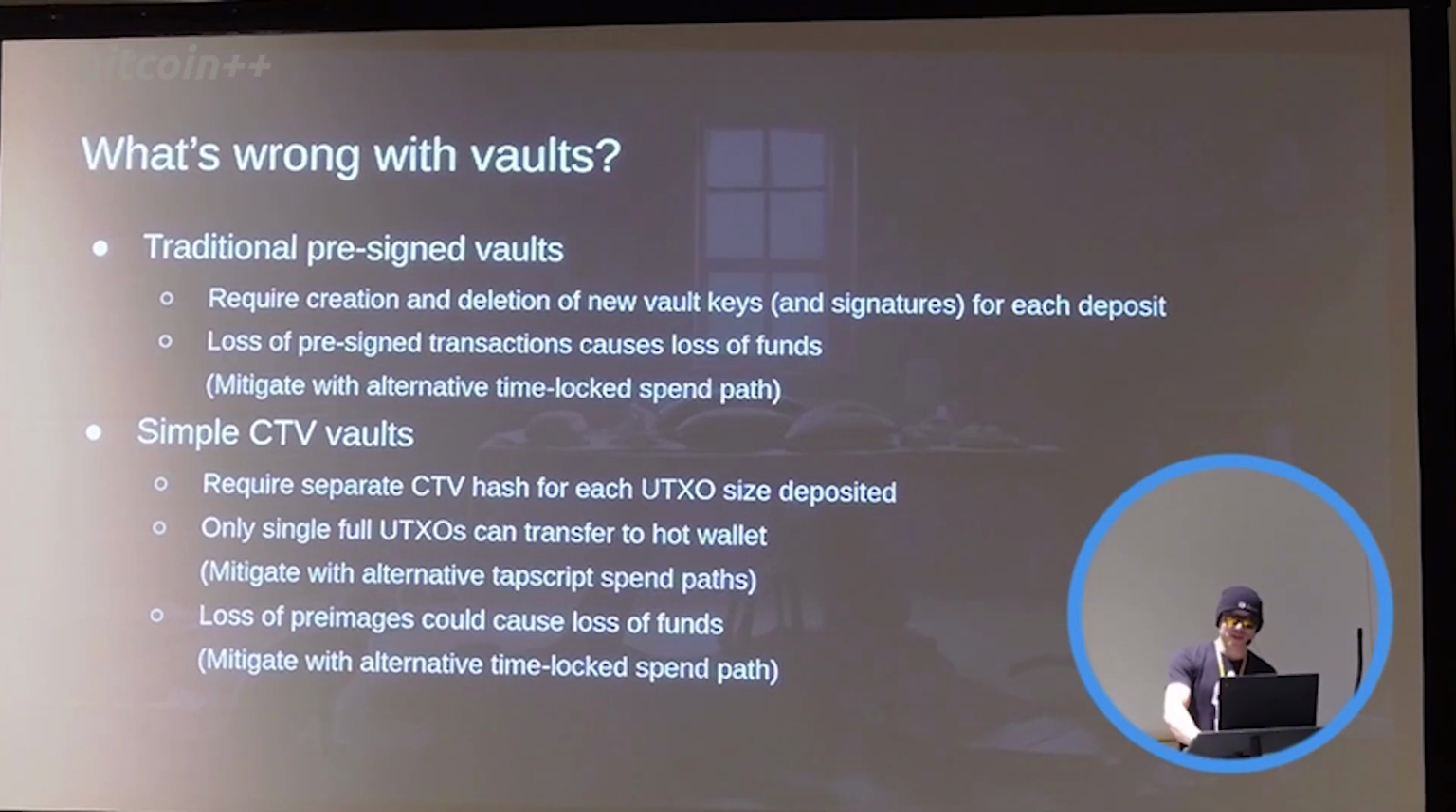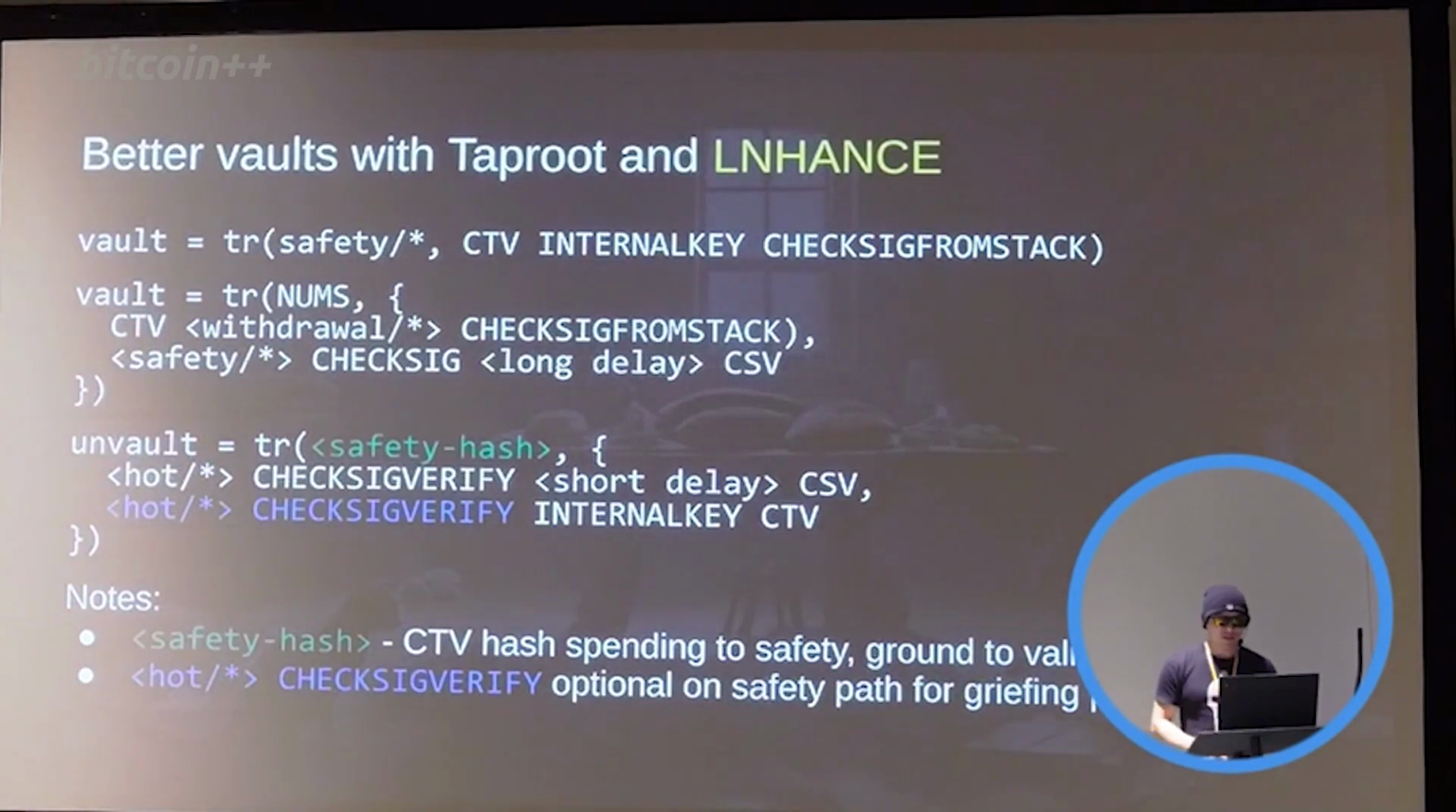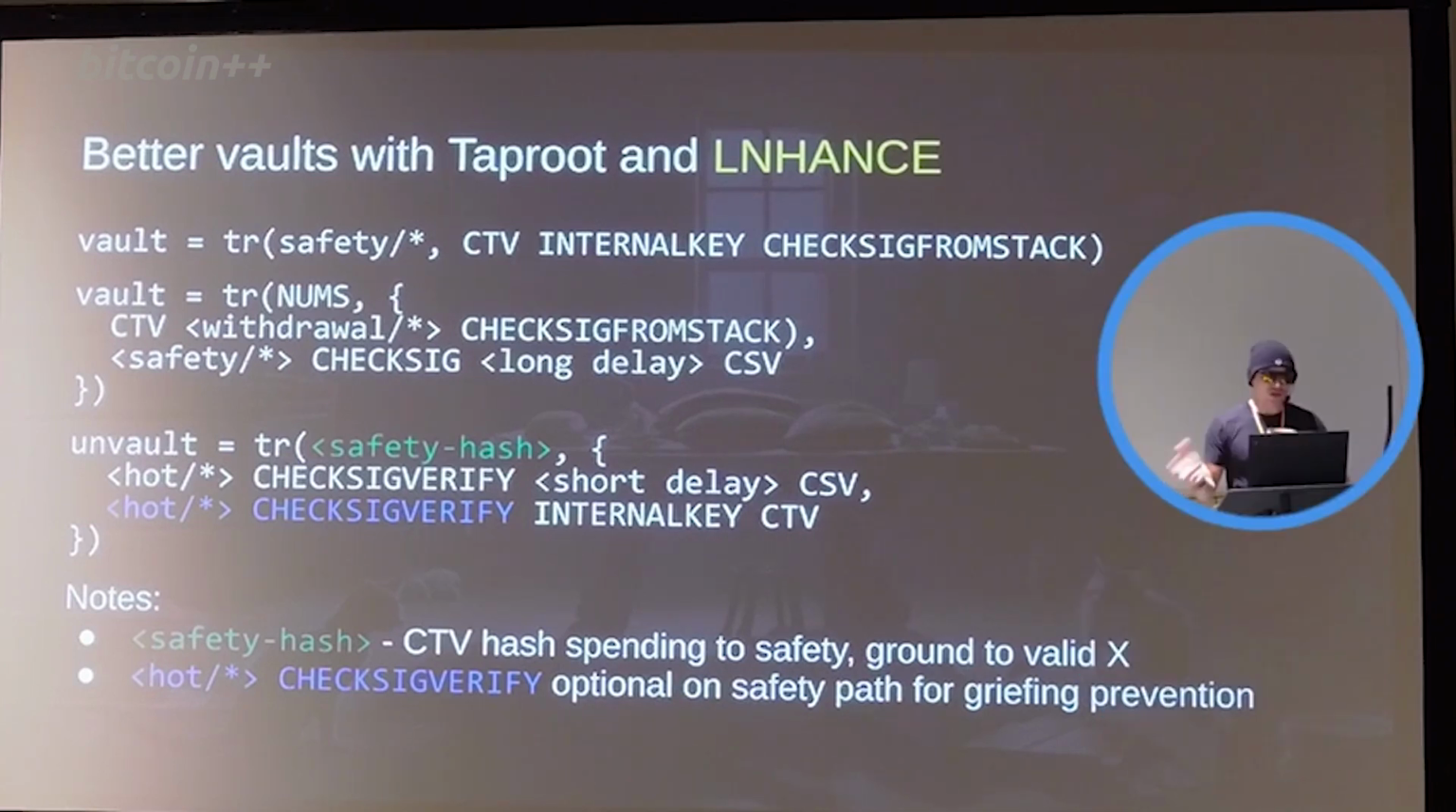Here's where I'm going to start blazing through some of the stuff, because I think you can make better vaults with LEnhance, with check sig from stack, and Taproot and check template verify. And this is how it would look. There's a couple different ways you could structure this. There's 2 different ways you could make the vault output.